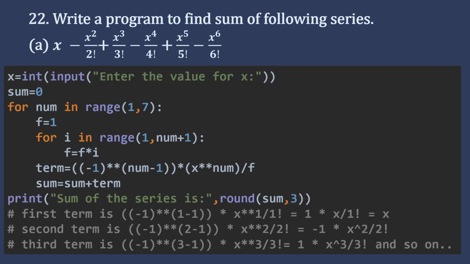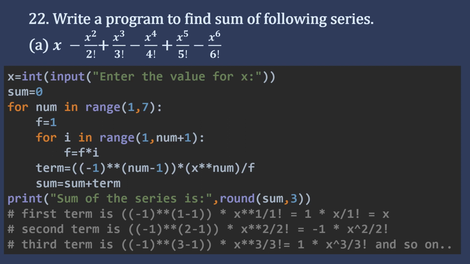So what will happen here? That means in the first term, when your term is 1, your x value is whatever value you have taken for x, that will be taken. Now the first term is minus 1 to the power 1 minus 1, that is 0, into x to the power 1 divided by 1 factorial. So minus 1 to the power 0 is plus 1. So plus 1 into x to the power 1 by 1 factorial, that will be x. So this is how you will get your first term.